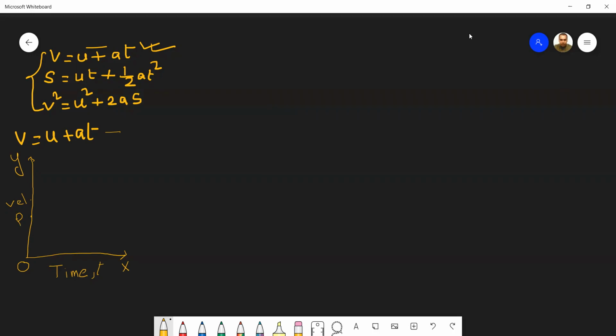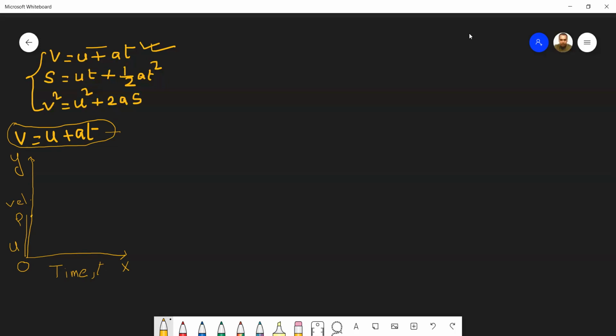Suppose at the beginning of time, when t = 0, the velocity of the object is OP. OP means the initial velocity of the object, which is not 0. The object is moving with some certain velocity. Suppose OP has a value of u. We have already written the equation here: v = u + at. So let us assume that the initial velocity is OP, which is denoted by u.